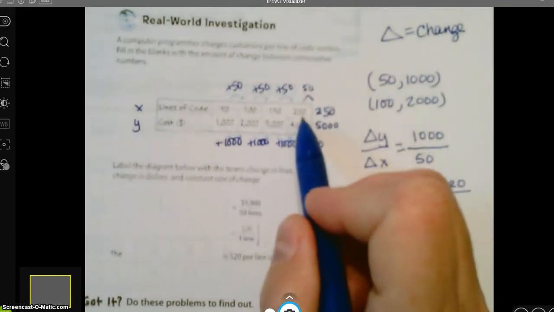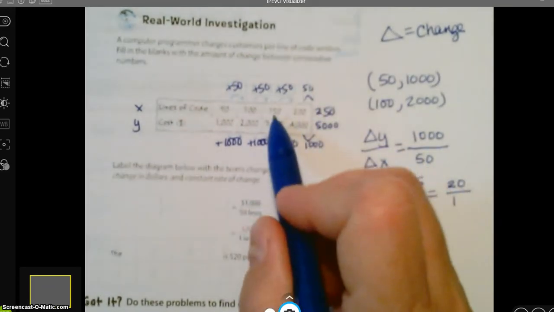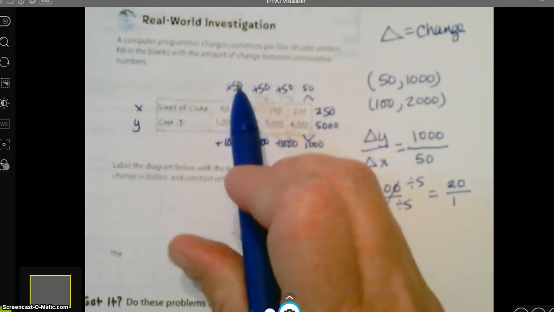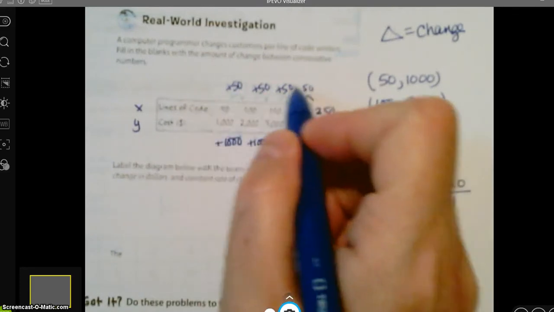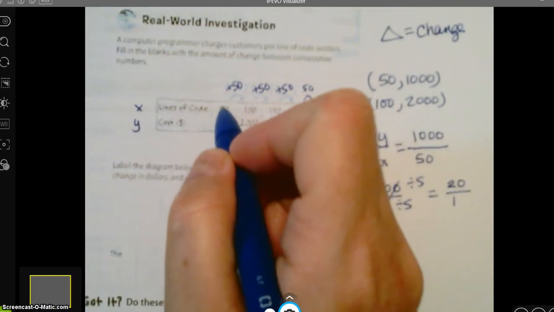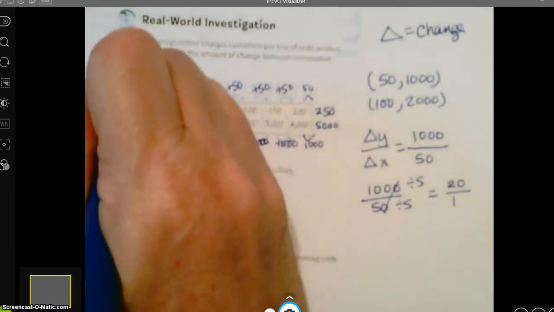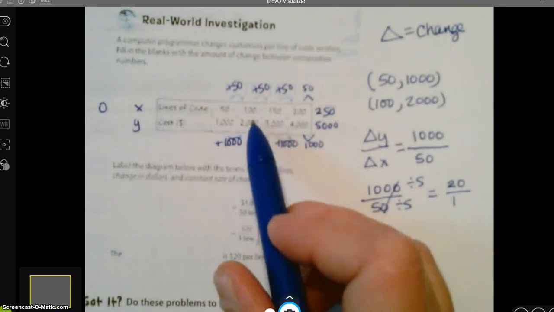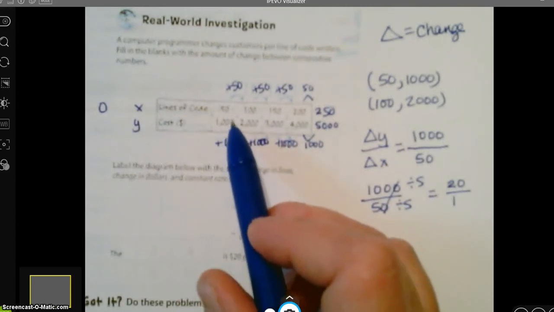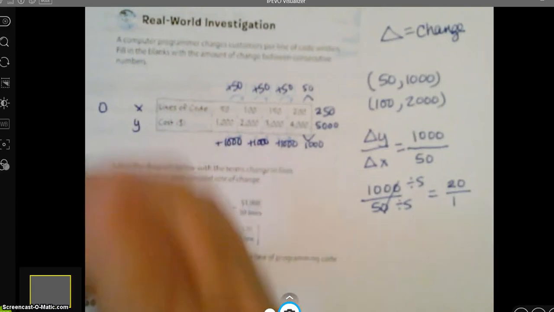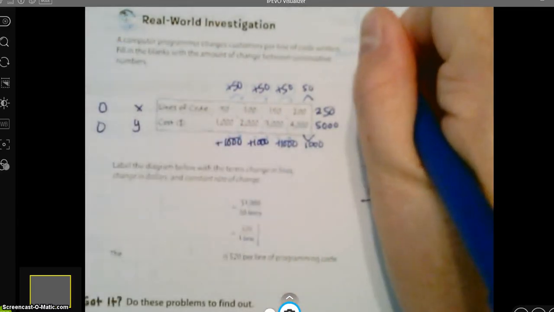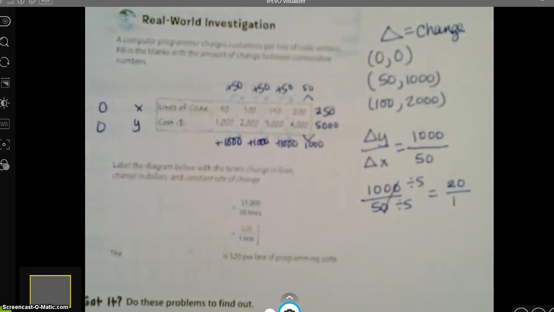So I'm going to take my table back. 200 minus 50 is 150. 150 minus 50 is 100. 100 minus 50 is 50. So notice I'm going back 50 each time. 50 minus 50 is 0, correct? And then here it's the same way. I'm going back 1,000 minus 1,000 each time if I'm going backwards. So when I do 1,000 minus 1,000, I get 0. Okay? So it goes through 0, 0.